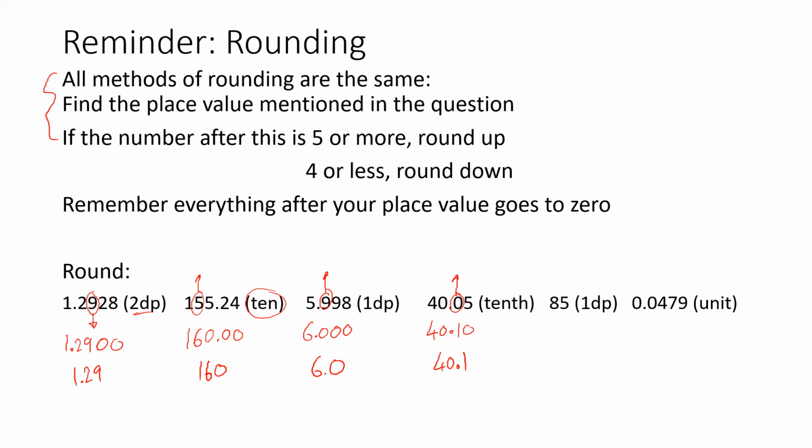1 decimal place here. Well, the first decimal place is here. Sometimes you have to add in bits if they're not there. There's nothing after it, so it's going to stay 85.0, and you might want to say that as 85. Lastly, unit means to the nearest 1, or nearest whole number, or nearest integer, they could say. Our integers are here. There's a 0 after it, so it's going to round down, and everything else goes to 0, so it's just 0.